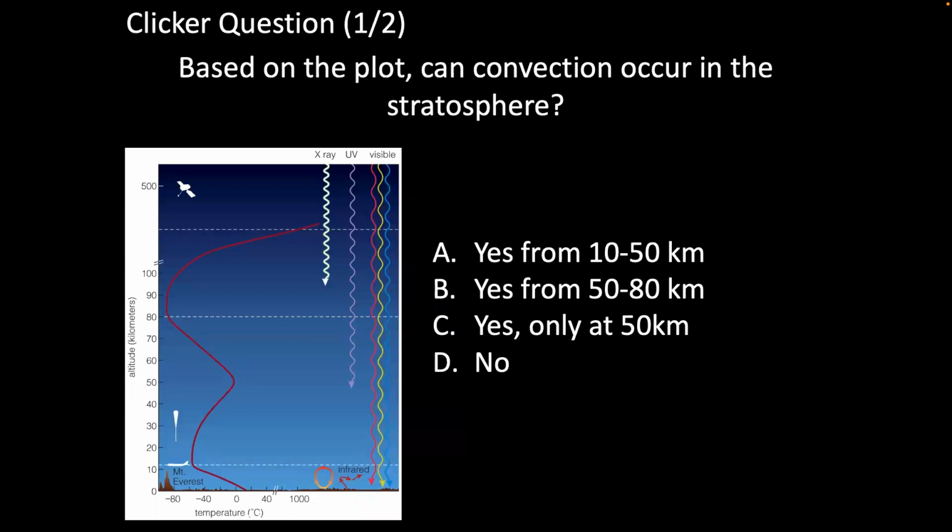Based on the plot, can convection occur in the stratosphere? Is it A, yes, from 10 to 50 kilometers? B, yes, from 50 to 80 kilometers? C, yes, only at 50 kilometers? Or D, no? And let's recall, this is the stratosphere.